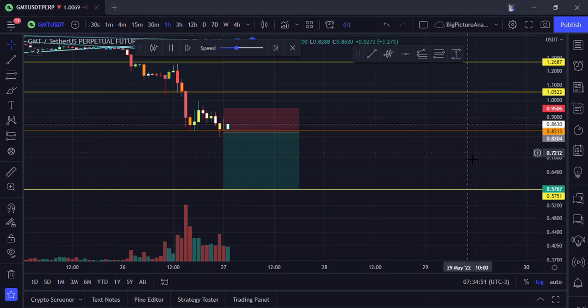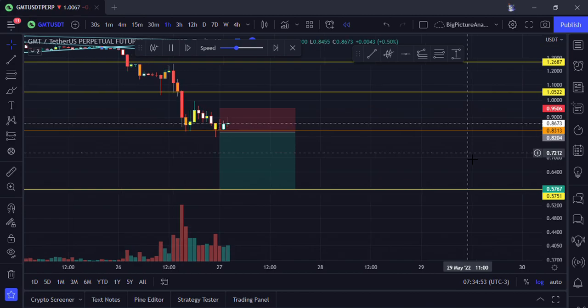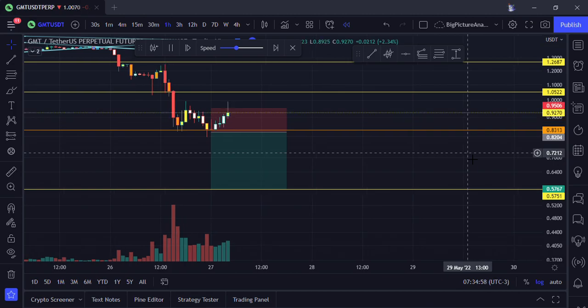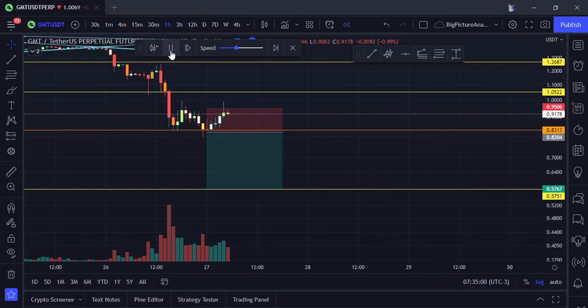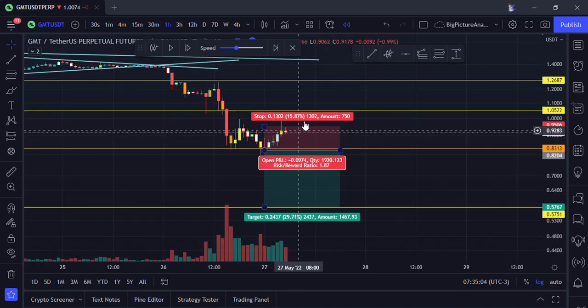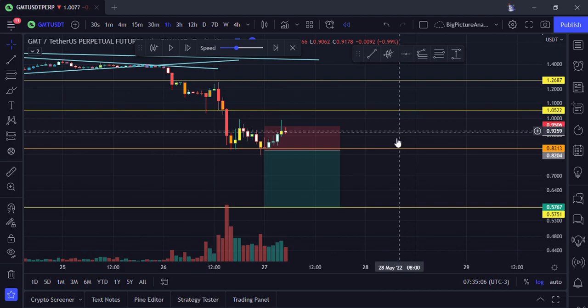Whoa, it looks like we're going to make some money. Maybe yes, maybe no. It's going up, it's going up, it's going up, and then we have a loss here, and you have to accept it, okay? You cannot come here and make average price and put more margin. You just have to accept it.